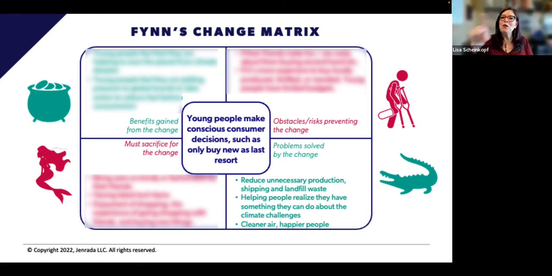So I hope that you all put something for yourselves. What problems that you care about would be solved by following Fynn's advice of making more conscious decisions about what we buy and when we buy it.